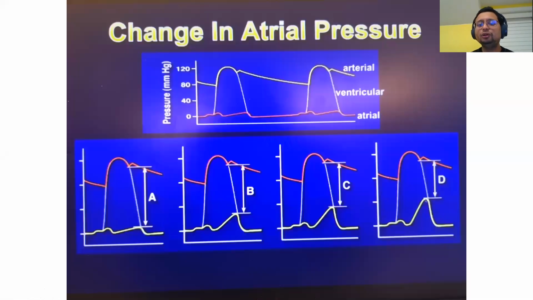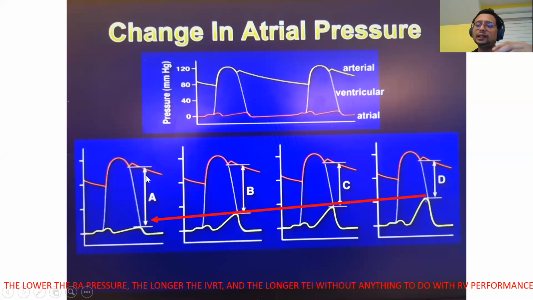Okay. Same goes for if you change patient atrial pressure. So this is the atrial pressure, this is elevated. You can see that the atrial pressure actually goes down from here to here. However, as the atrial pressure goes down, the IVRT actually goes up. So in this situation, the T index actually goes up without any intrinsic changes in RV performance, right?